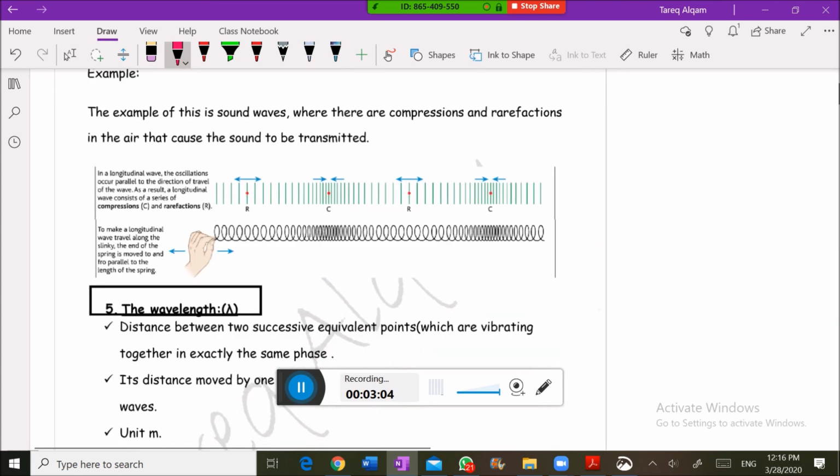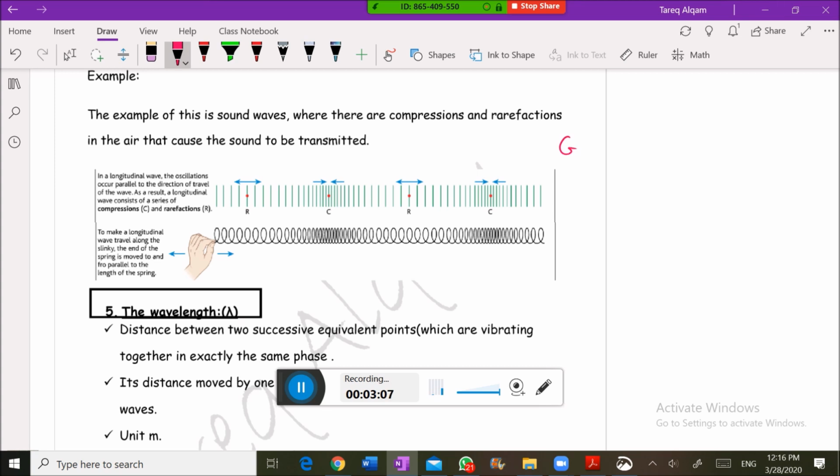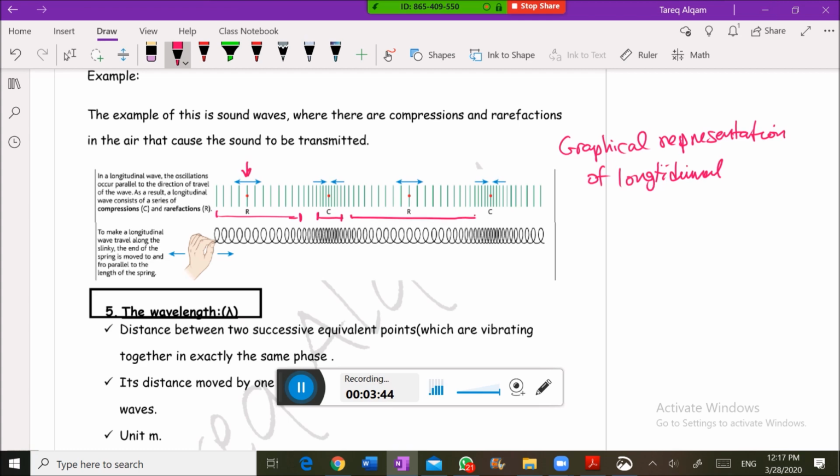This is the graphical representation of longitudinal waves. A series of compressions. Look, this is the rarefaction. This is the center of rarefaction. This is what? Compression. This is what? Rarefaction, compression, and so on.